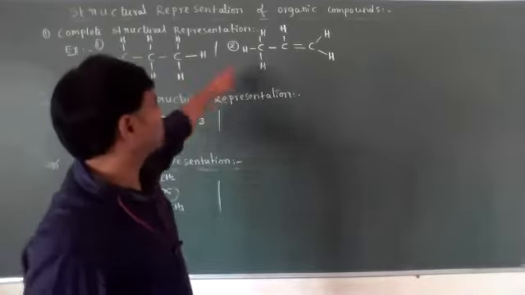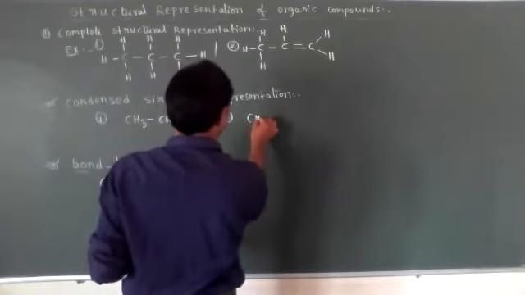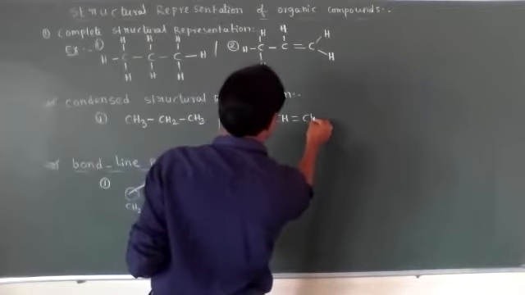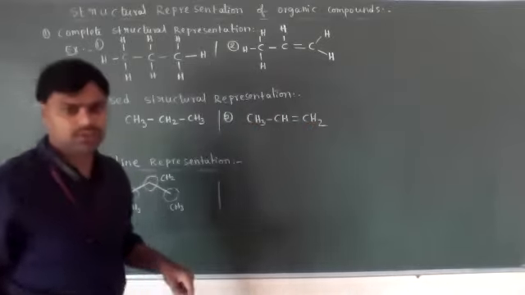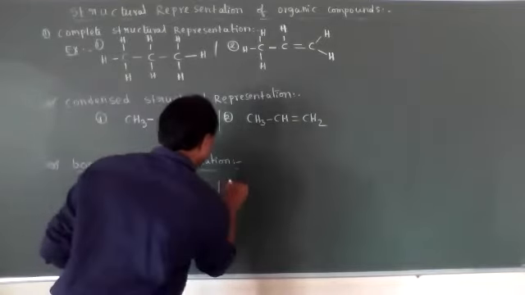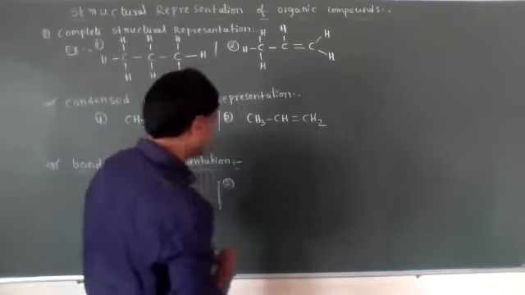Propene. In condensed representation, CH3, bond, CH, double bond, CH2. Then the same compound in bond line representation.